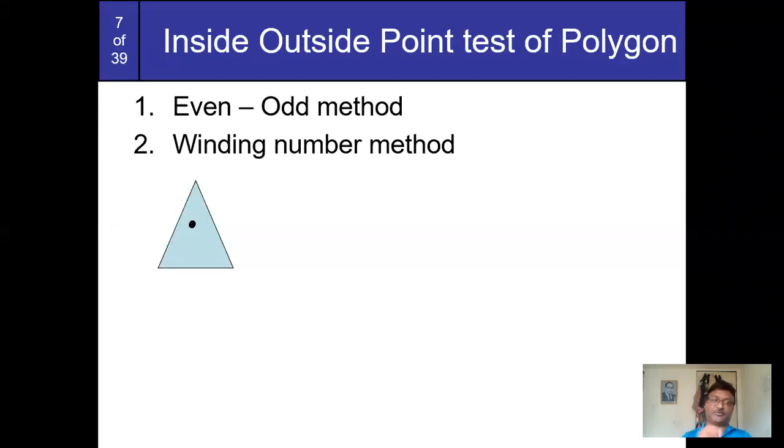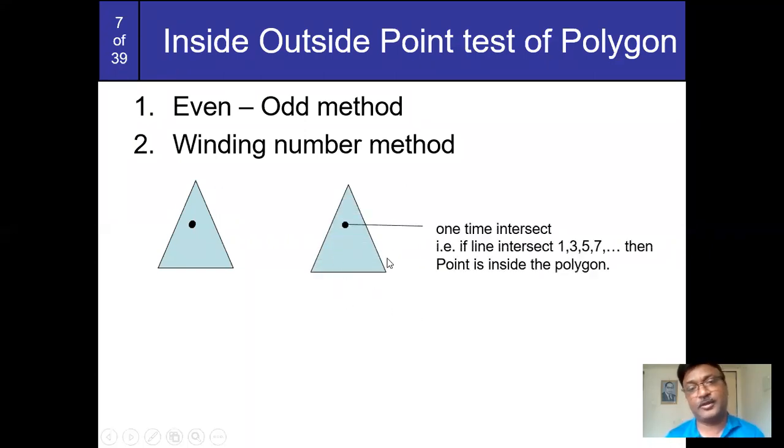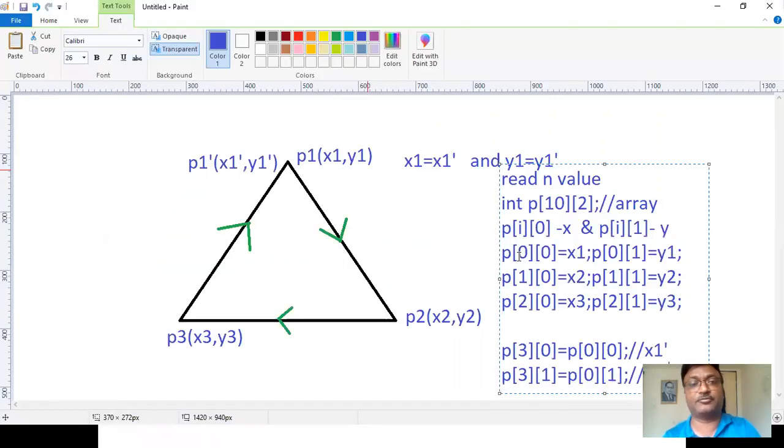So for checking, what is this even odd method? The name indicates that you have to generate even or odd numbers. Now, suppose this is my point inside the polygon. How can you check it? Suppose I draw any line passing through this polygon, and that line intersects 1, 3, 5, 7 times, which are all odd numbers. Odd numbers indicate the point is inside the polygon. See how this is going to perform.